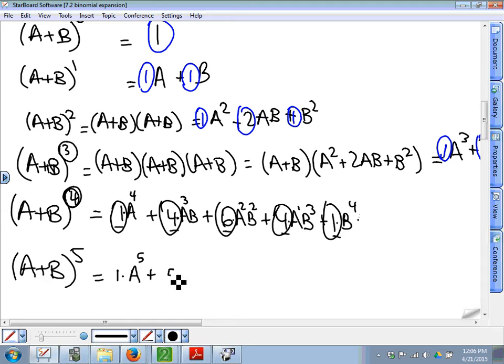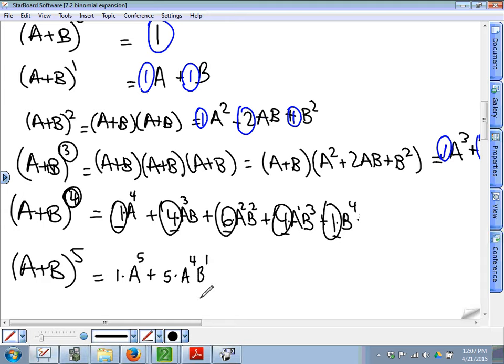Now, how do we know it's going to be a 5? The triangle. You have to look at the 5th row. The second number in is a 5. So it's 5 times a to the 4th, b to the 1st power.